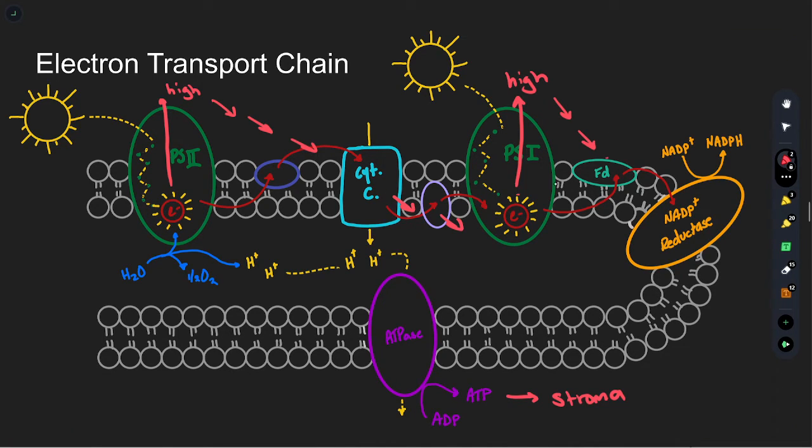The electron eventually reaches Ferredoxin. Ferredoxin is really important for photosynthesis. And this electron carrier takes it to NADP plus reductase, which makes NADPH, our reducing power. This goes to the stroma as well. So this is your light-dependent reactions. This is the entirety of it. Whew.